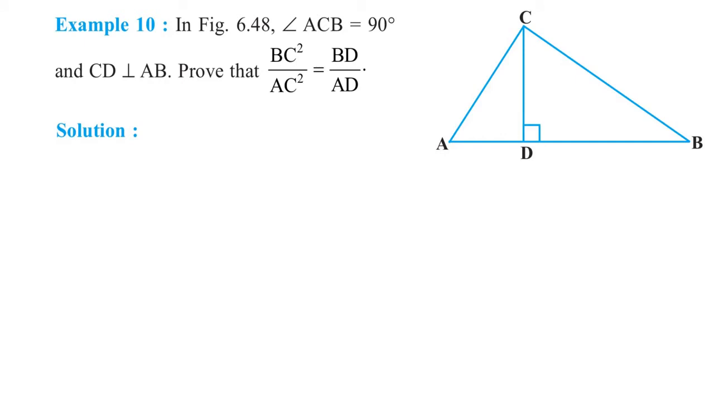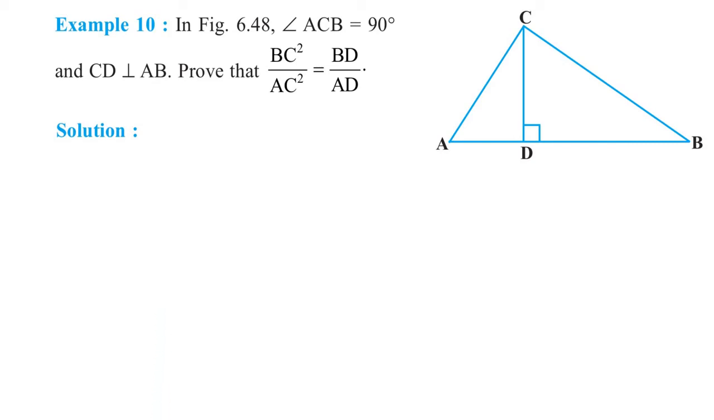Let's try this. In the triangle, angle ACB is 90 degrees. So that means angle C, complete angle C, is 90 degrees. And CD is perpendicular to AB. Prove that BC squared over AC squared is equal to BD over AD. So we know that if this line is perpendicular and this is 90 degrees, then this triangle is similar to this triangle and each triangle is similar to ABC. We know that from theorem 6.7.